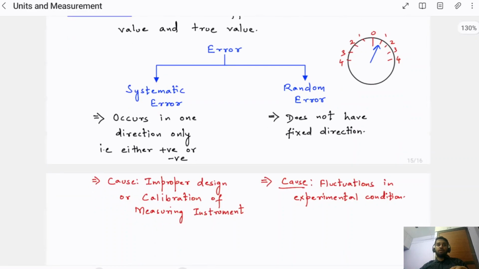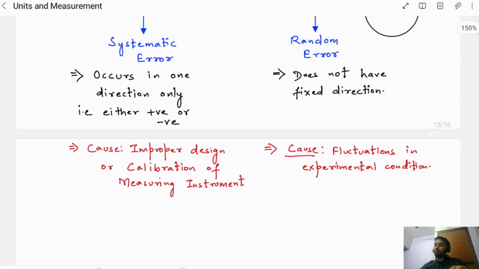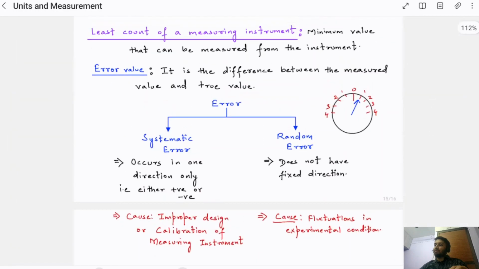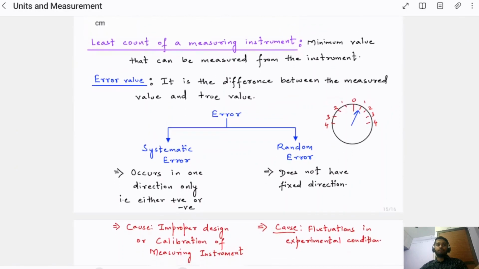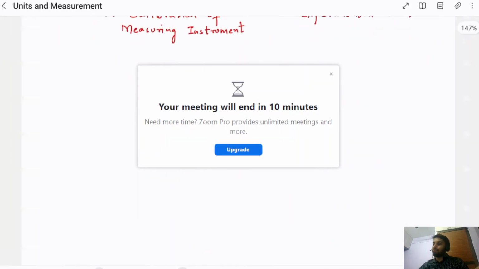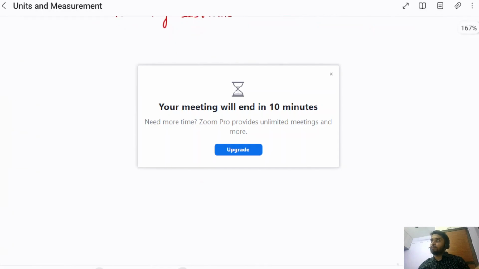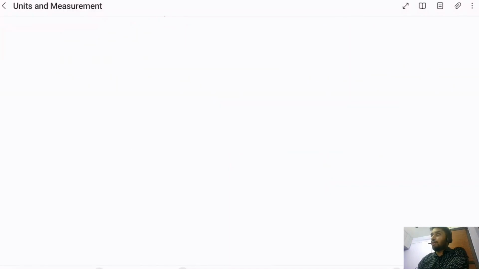So now we will move to a few important terms related to measurement values. Okay, so now let us see some terms related to measurement values.